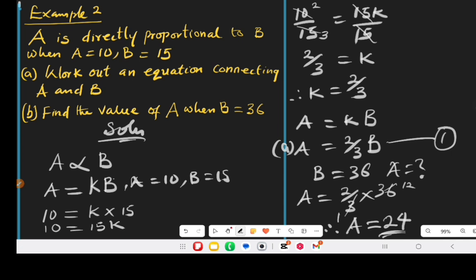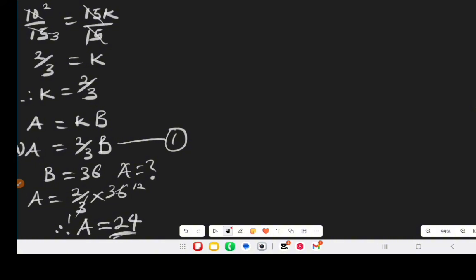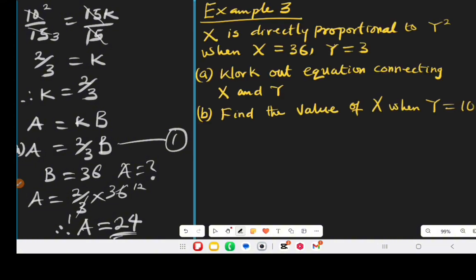Then we move to example 3. Example 3 is a bit tricky. X is directly proportional to y squared. When x is equal to 36, y is equal to 3. A, work out the equation connecting x and y, and B, find the value of x when y is equal to 10. Solution: we first change x is directly proportional to y squared.